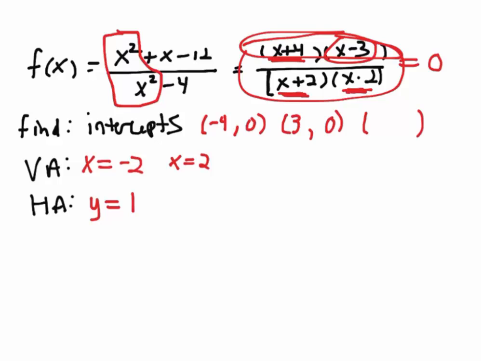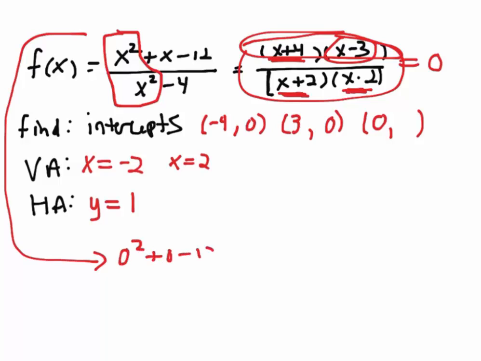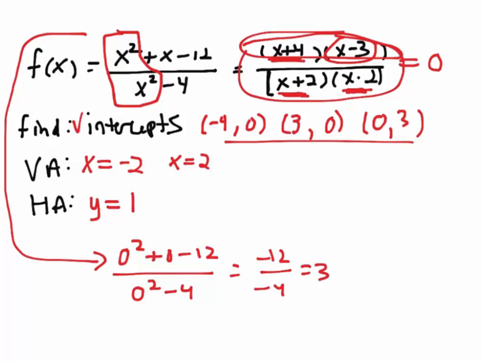Now the y-intercept comes from when you let x be 0. You can go into either form, but let's just say you put a 0 in for x here, you'd have 0 squared plus 0 minus 12 over 0 squared minus 4, which would be negative 12 over negative 4, which is 3. So you also have the y-intercept 0, 3. So you've got all your intercepts done. You've got two vertical asymptotes and a horizontal asymptote. So let's see what that gets us. Let's bear all that in mind.